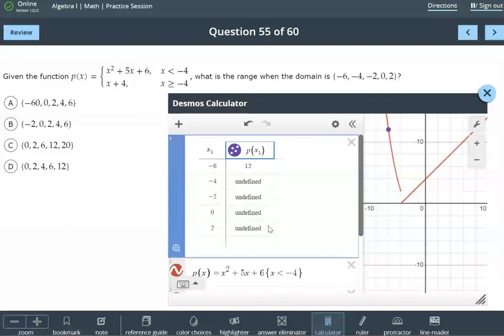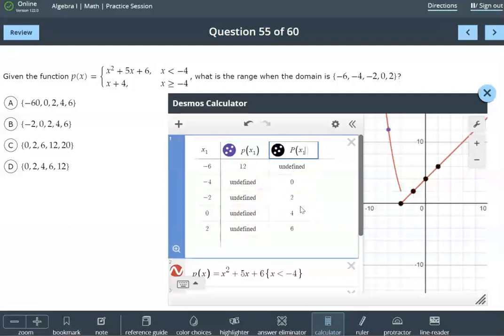And right away, you see something: undefined. That's telling you it's not going to use that particular expression where it says undefined, because those numbers are not in the domain, so you don't plug in -4 through 2. It just says undefined. Now go to the next column. This time type a capital P of x1, and notice it says undefined only for the first one. So those other numbers are the output, and there's your answer.